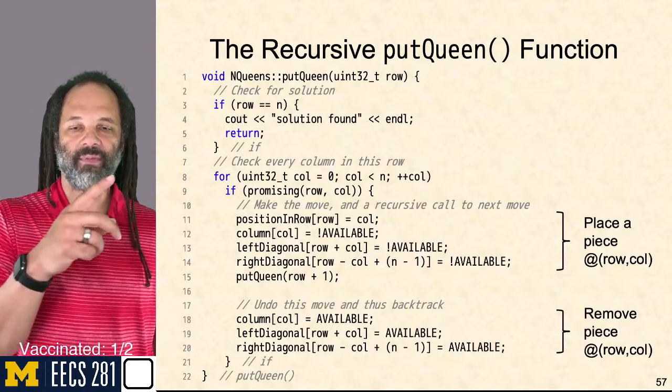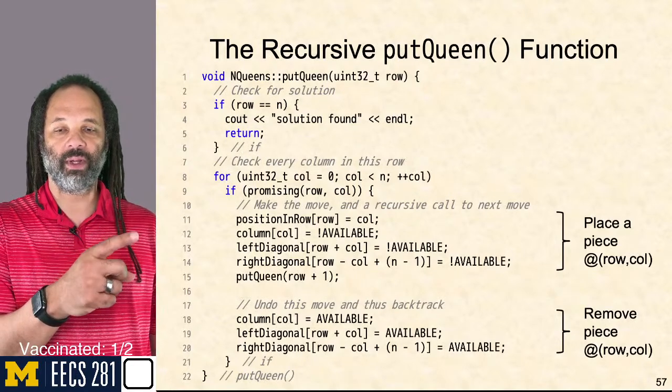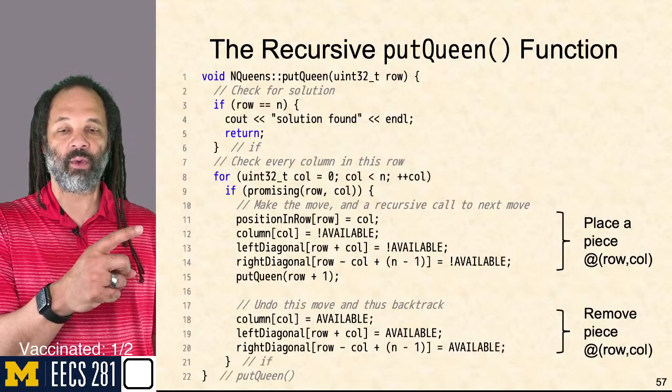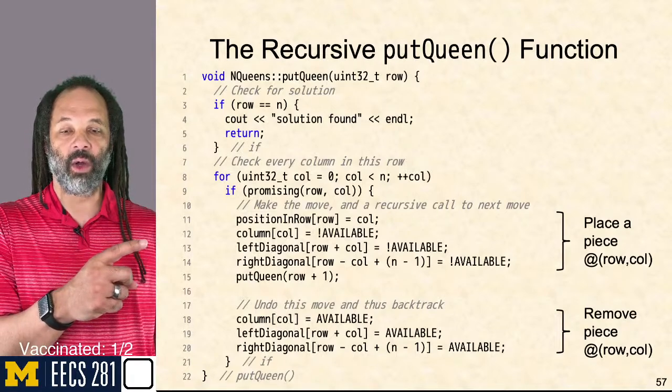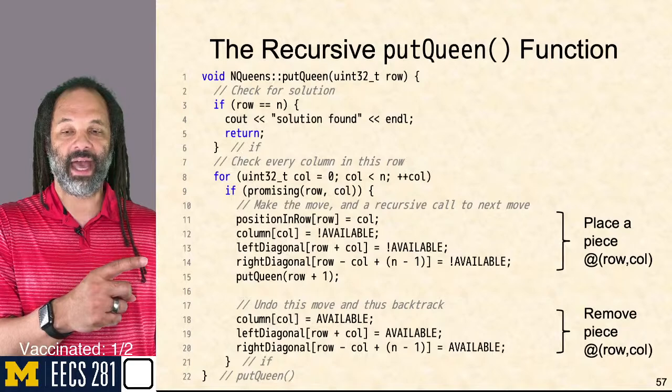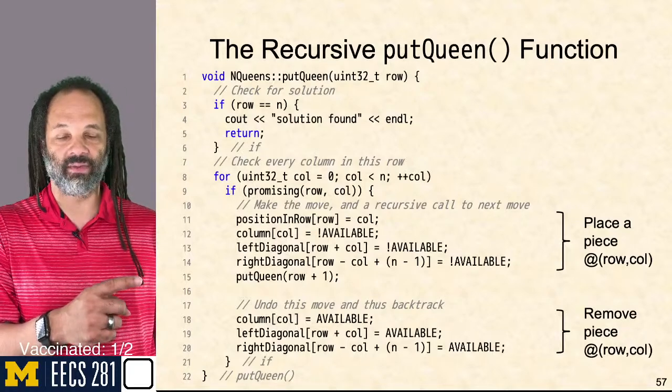So if it's promising at that row and column, then I say, well, let's put something in that position in row value. I'm going to put that column. And I'm going to say that this column is no longer available. I'll say the left diagonal and the right diagonals are no longer available. And then I'll try to put queen in the next row.